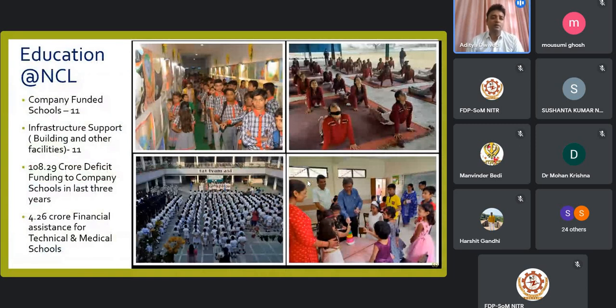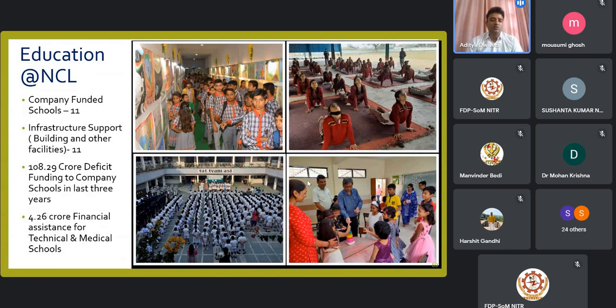Education, if you talk about, we have a total of 11 company funded schools, and infrastructure support. We give infrastructure support, like the building is ours, and we provide them seating facility, drinking water, and all these facilities we provide. But the rest they manage with their fees.